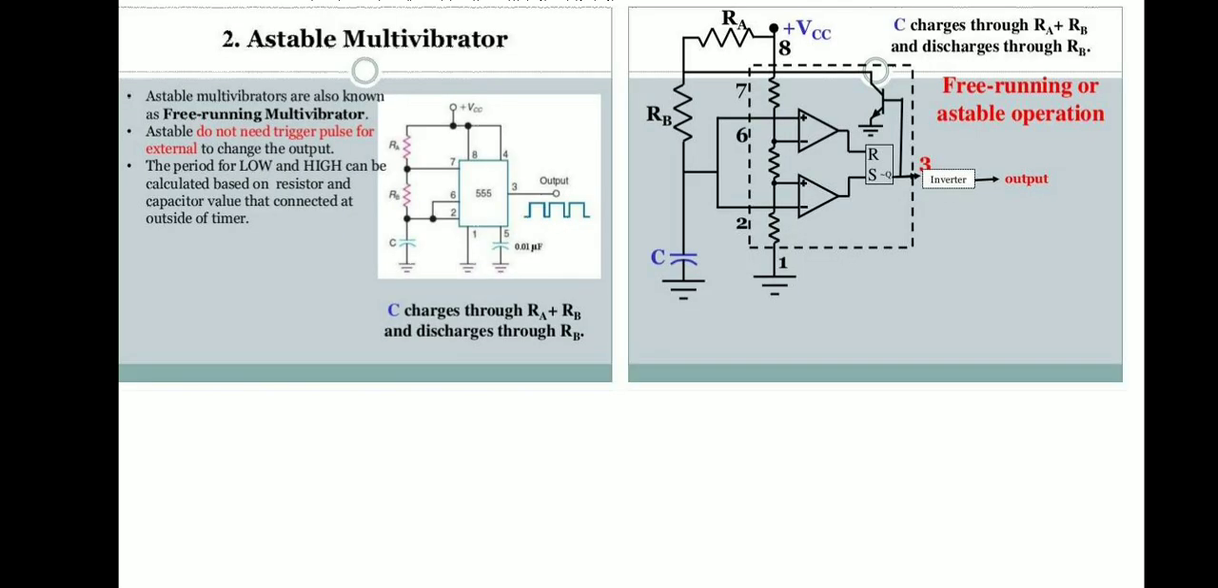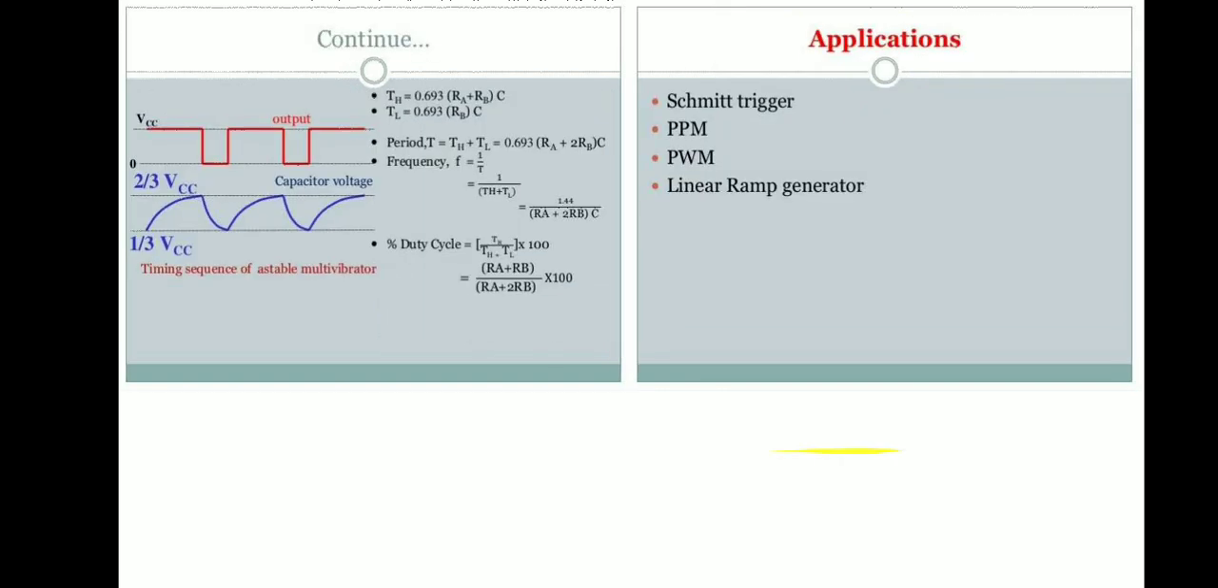Astable multivibrator. An astable multivibrator is also called a free running multivibrator. Astable does not need an external trigger pulse to change the output. The periods of the low and high can be calculated based on the resistor and capacitor values connected outside the timer. The astable multivibrators are used in Schmitt triggers, PPM, PWM, and linear ramp generators, etc.